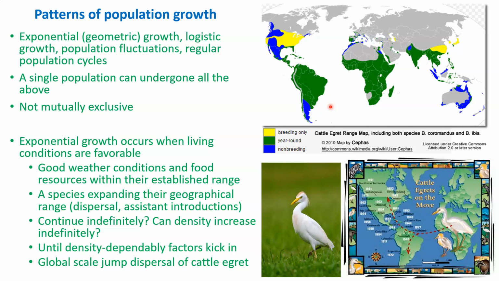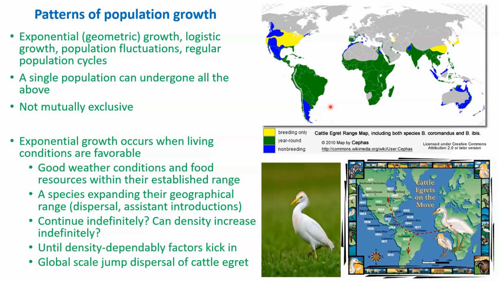The same thing happened to cattle egrets, which followed a natural jump dispersal, accessing resources in the southern part of North America as well as in South America. Particularly, they were doing exceptionally well in South America because of the tropical climate, and in terms of expanding their population sizes they followed an exponential growth pattern.